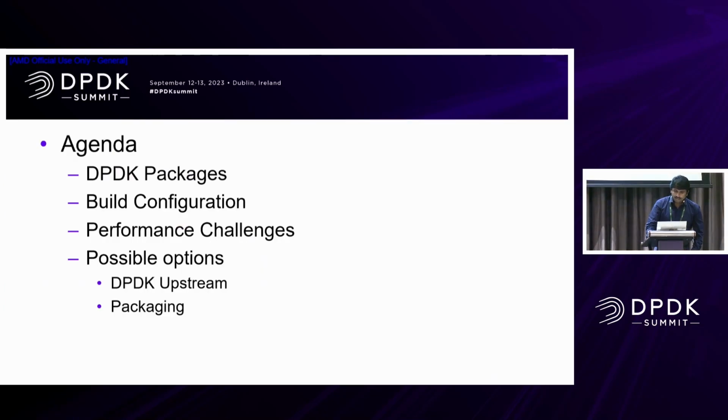So with that, let me share the agenda for today. I just wanted to give a quick intro on DPDK packages and what the current build configuration options DPDK currently supports, both native builds as well as target-specific builds. And what the performance challenges or gaps are that we are seeing, especially with packaged builds. And towards the end, I wanted to propose a couple of suggestions and hear your thoughts so that we can take an AR in terms of proposing those solutions and working towards it.